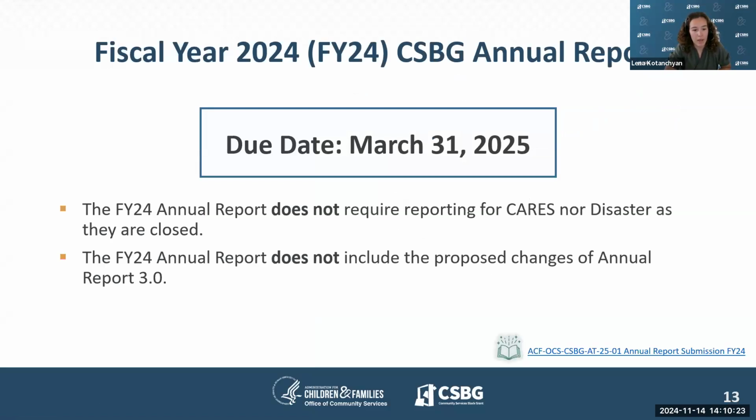A couple of notes: in prior years, the annual report also included reports for CARES and/or disaster funding. These are no longer included since CARES and disaster supplements have been expended. Also note that the fiscal year 24 annual report does not include the proposed changes of annual report 3.0. Next slide.